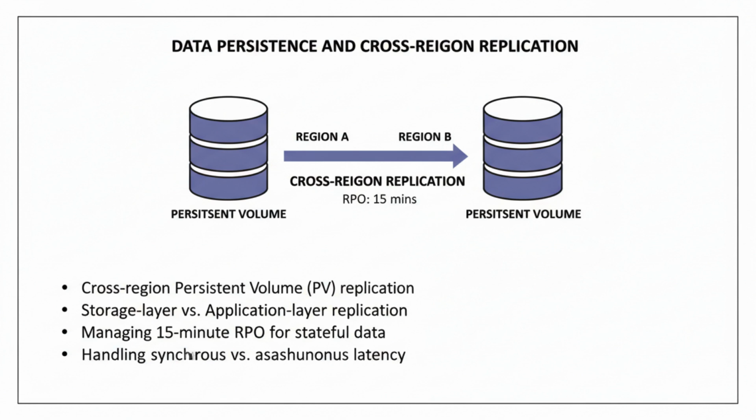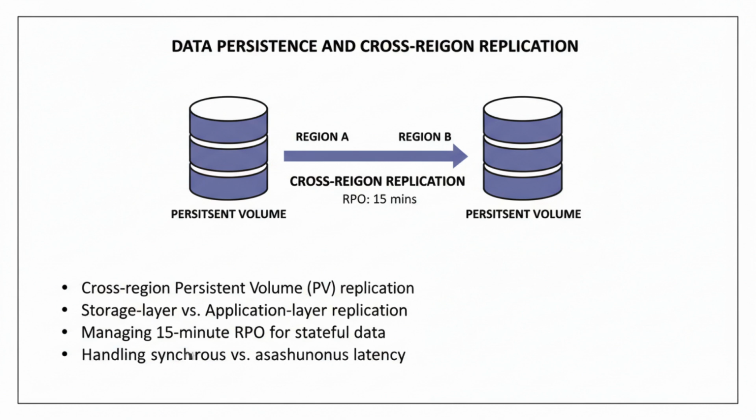This can be achieved at the storage layer, using managed services like AWS EBS snapshots replicated to another region, or at the application layer, using distributed databases like CockroachDB or Cassandra. The goal is to ensure that the data in Region B is at most 15 minutes behind Region A, aligning with our RPO.